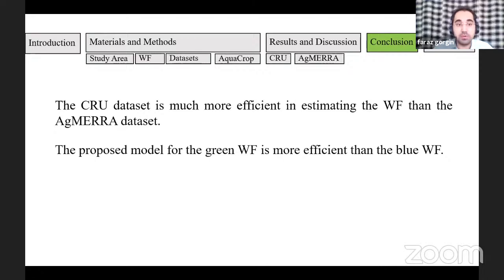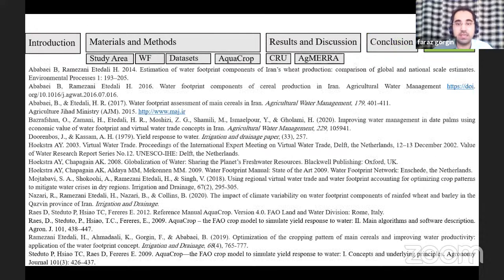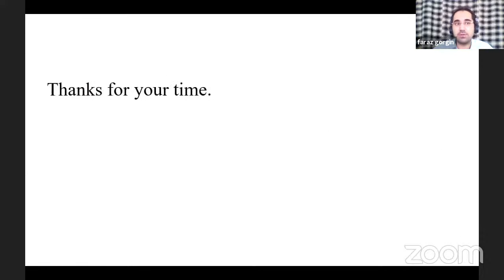Also, we know that the proposed model for the green WF is more efficient than the blue WF, and the AGMERRA is more efficient for the green WF than the blue WF. This paper suggests more studies on using data sets in agriculture management. Here are the references used in this study, and thanks for your time.